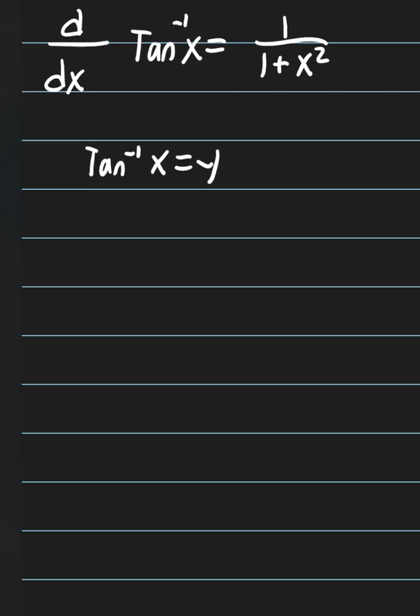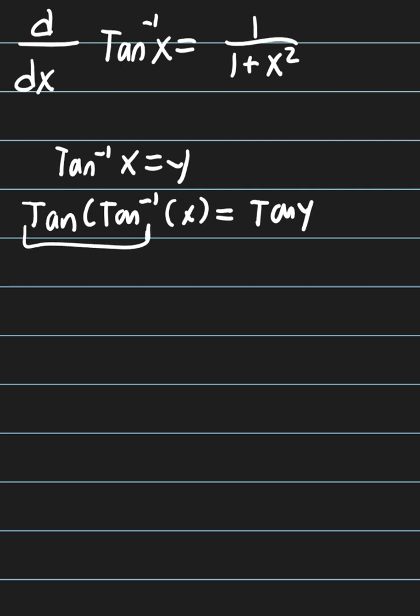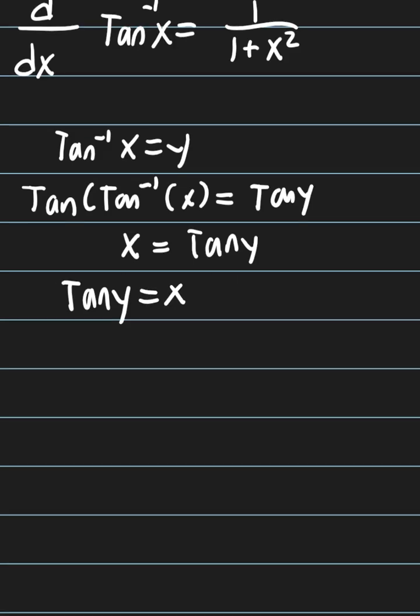And then let's take its inverse, which is normal tangent. So tan of tan to the negative 1 of x equals tan y, because whatever we do to one side, we have to do to the other. And now, since these two are inverses, they cancel out. So now we're just left with x equals tan y. Now, for a better looking image, let's write this as tan y equals x.